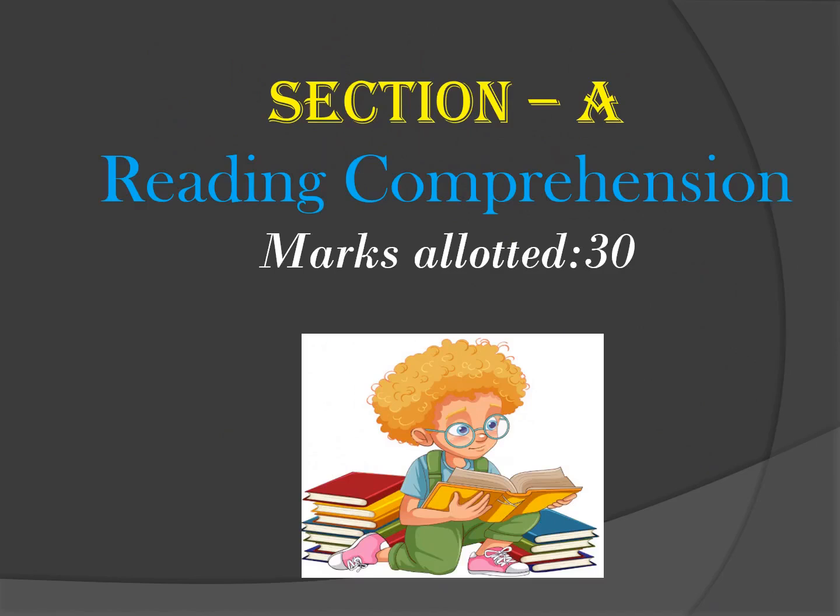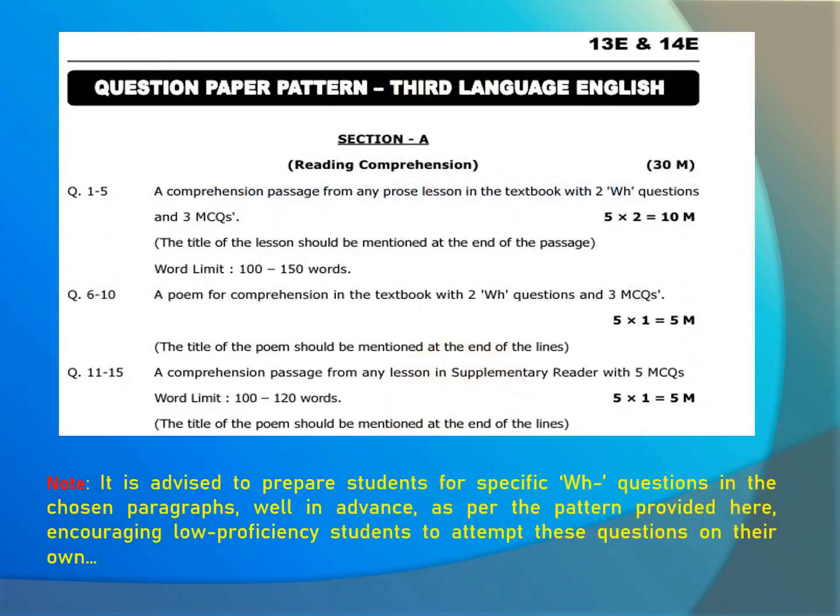Now, let us know in detail about Section A, which is dedicated to reading comprehension, and this entire section carries 30 marks. Let us come to the question paper pattern now. Under Section A, questions 1 to 5 are about a comprehension passage from any prose lesson in the textbook with 2 WH questions and 3 MCQs. The word limit of the passage will be 100 to 150 words, and here each question carries 2 marks.